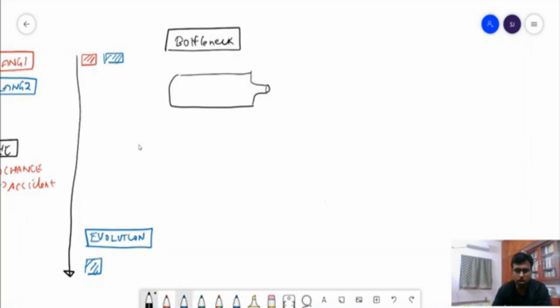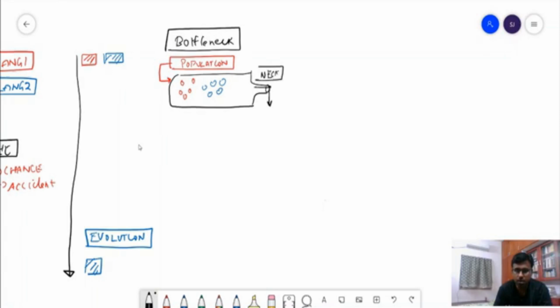And in this bottle is the population. So this bottle is nothing but a population. I am assuming a population that has equal amounts of both alleles. And what happens is that there is an environmental, this is the neck, the bottleneck.